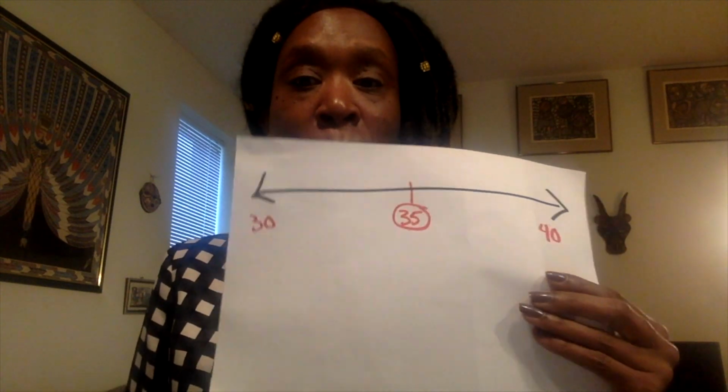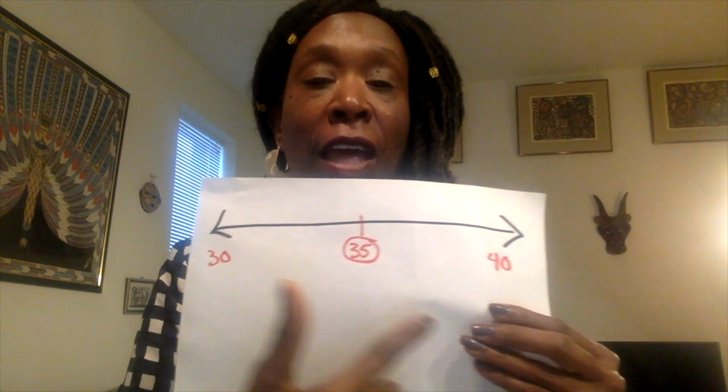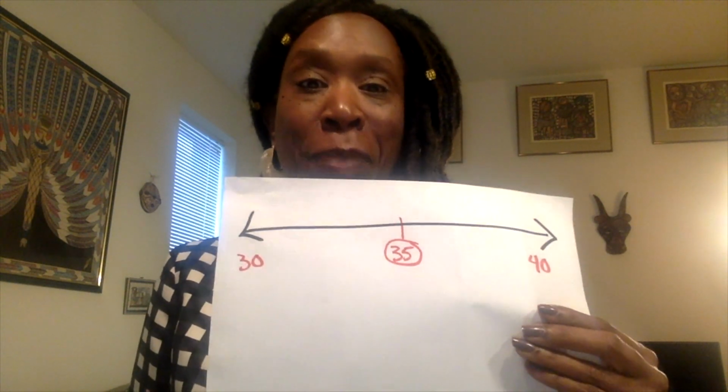$35 would be the midpoint. 30, 35, and 40 are our benchmarks. So remember, once again, we're looking to find 37 rounded to the nearest 10.